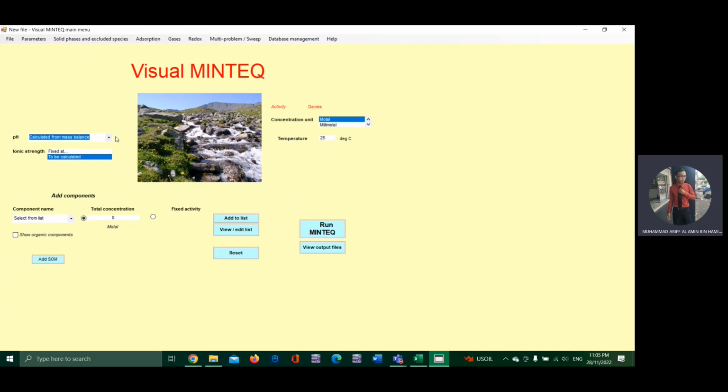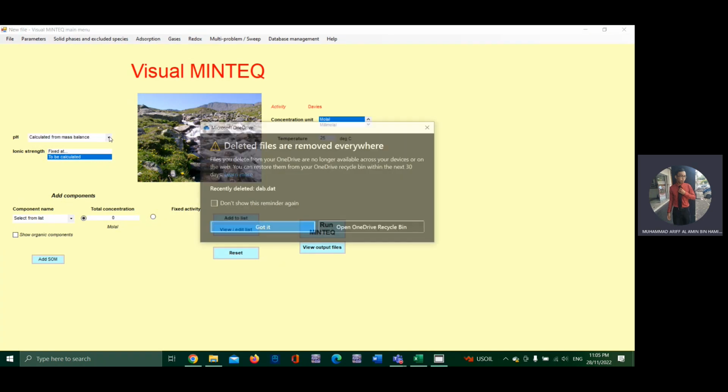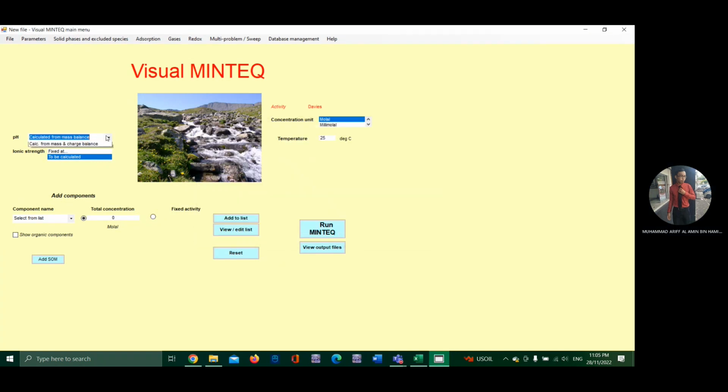The next one is we need to set the pH to calculate from mass and charge balance. And the concentration unit that we need to use is molar.